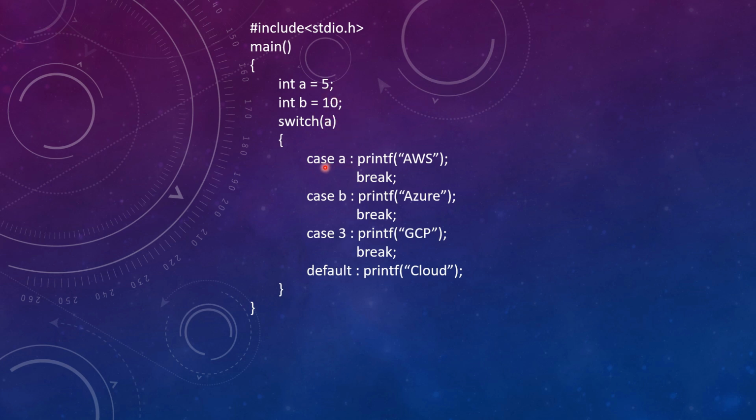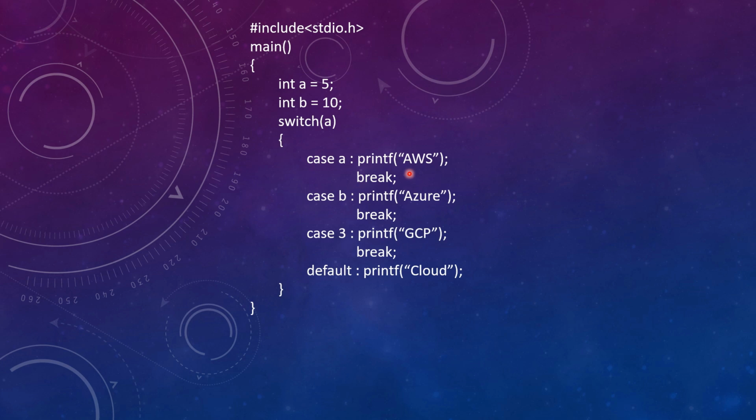Then we need to find the case having a label of 5. So case a means 5. So case 5 is here, and this is case 10, and this is case 3, right? So definitely case 5, this first case, will be executed, that is AWS will be printed on the output console. So those of you who have got the answer as AWS, then I must say that you are absolutely wrong.